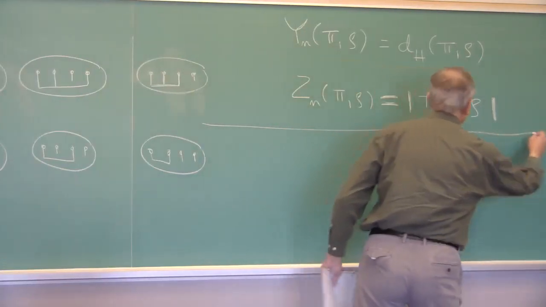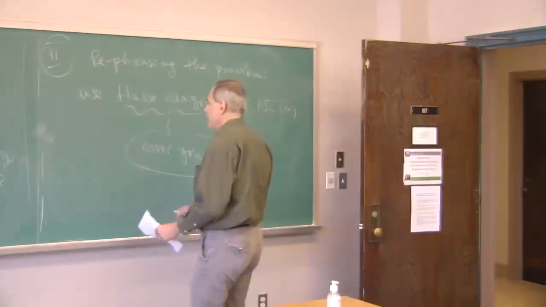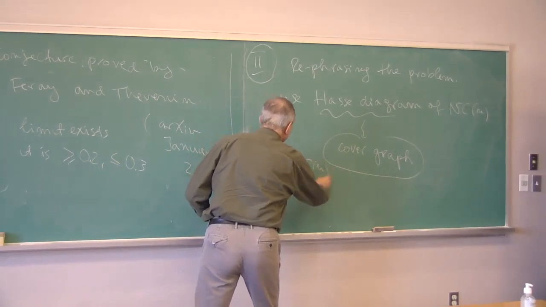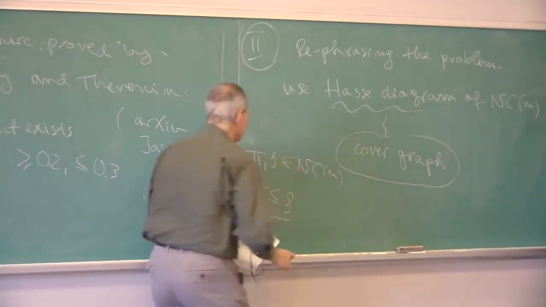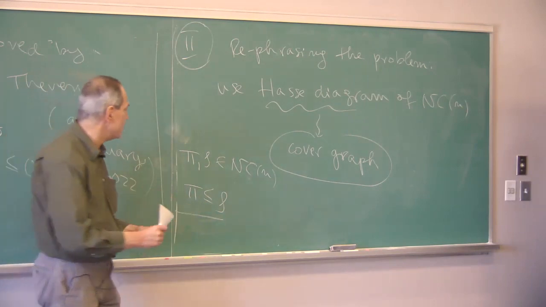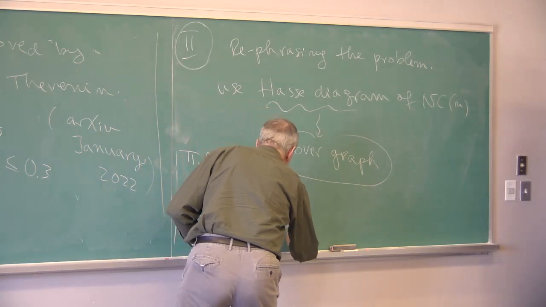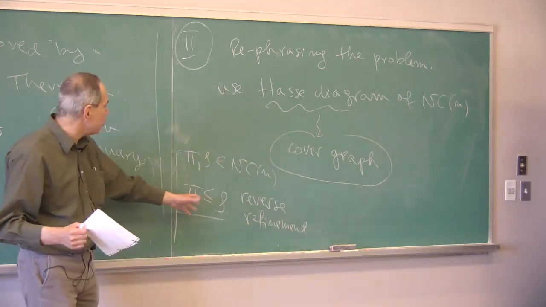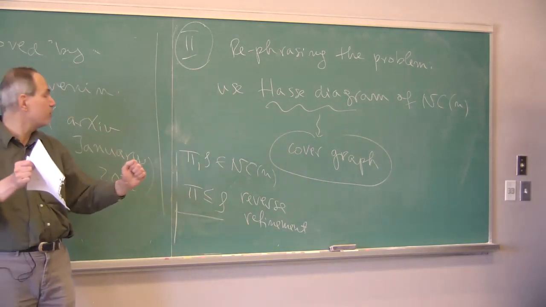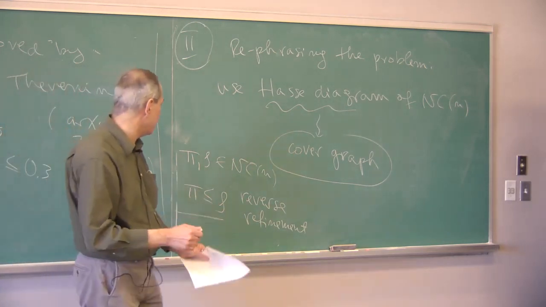So first of all, pi, rho in NC(n), pi less or equal rho. This is something which appeared repeatedly. It means that every block of rho is a union of blocks of pi. This is the reverse refinement order. So what you can do is start with rho, take some of the blocks of rho, break them in non-crossing ways, and you will get pi. This is the inequality.